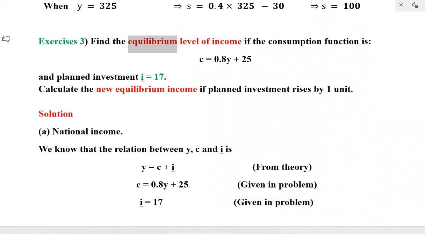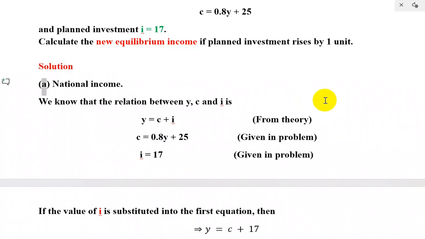Exercise 3. Find the equilibrium level of income if the consumption function is C equals 0.8Y plus 25, and planned investment I equals 17. Calculate the new equilibrium income if planned investment rises by 1 unit.